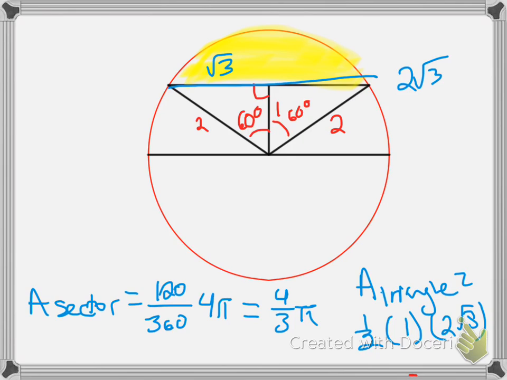All right. So now the area of this shaded part is going to be 4/3 pi minus the square root of 3. So, that is the area of this shaded part.